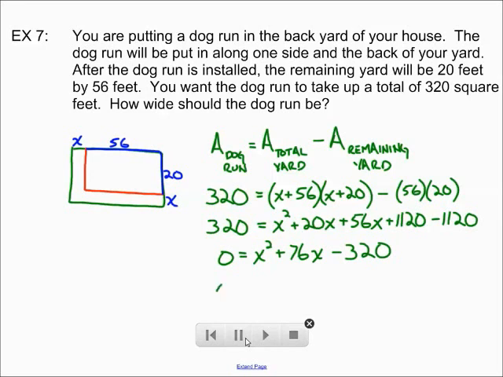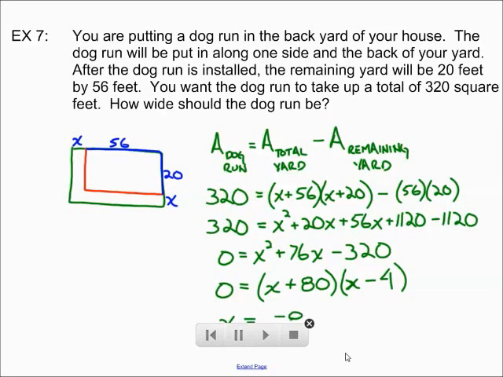Now this is a factorable equation. Remember the lead coefficient is 1 here. We're looking for factors of negative 320 that add up to 76. It's going to take a while to think about this, but finally we'll come up with it. It's not negative 80 though, it's actually positive 80 and negative 4.